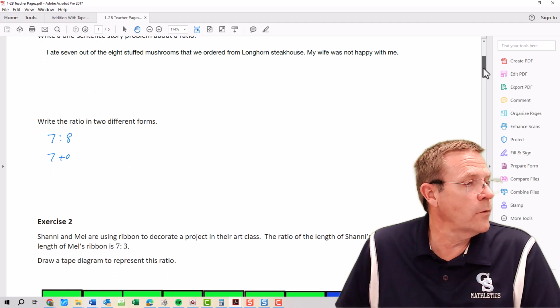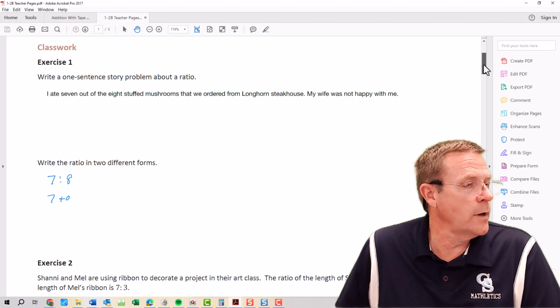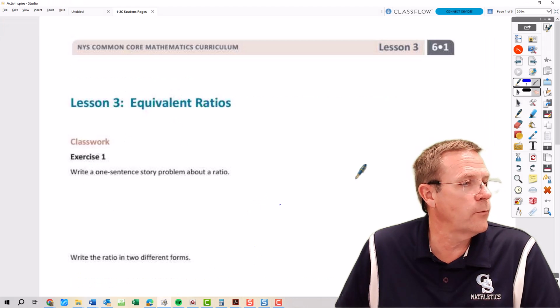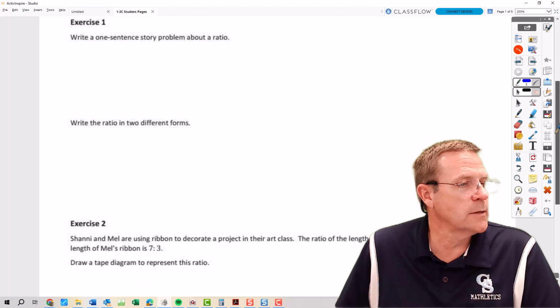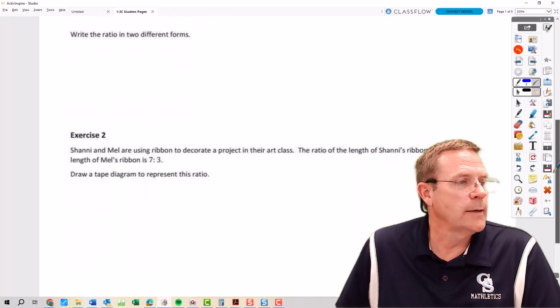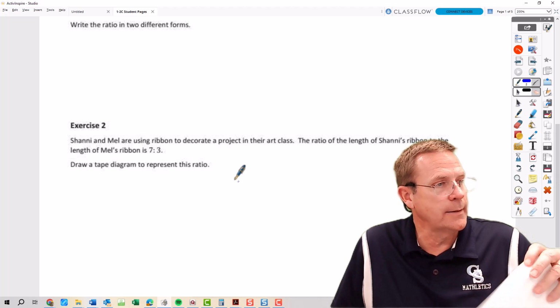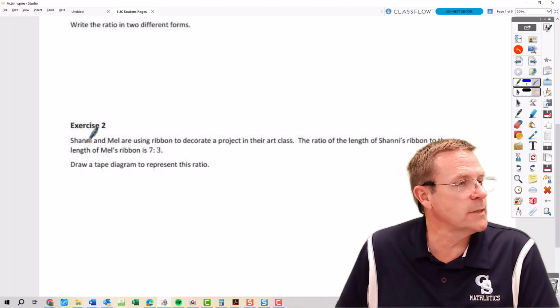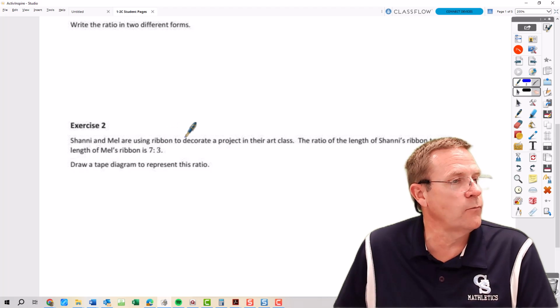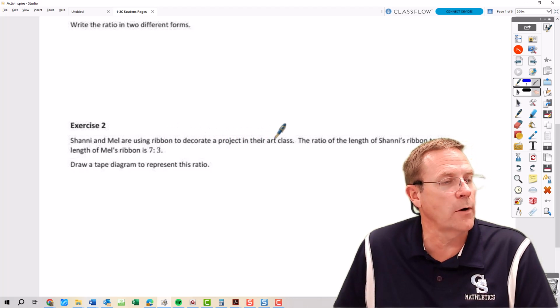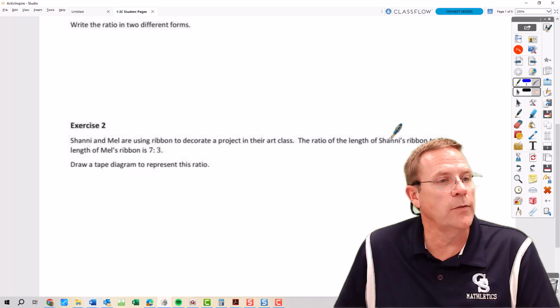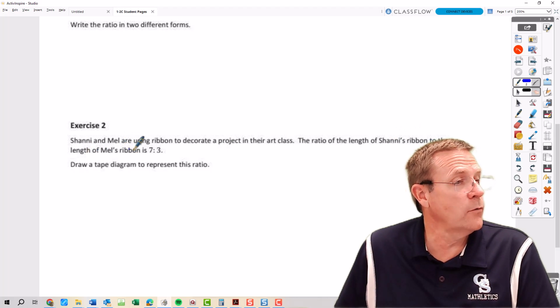So we're going to move forward from there, and this time we're going to jump over to another program. We're going to create something that is called a tape diagram to represent this ratio. The problem says that Shawnee and Mel are using a ribbon to decorate the project for their art class. The ratio of the length of Shawnee's ribbon to Mel's ribbon is 7 to 3. Draw a tape diagram to represent the ratio.